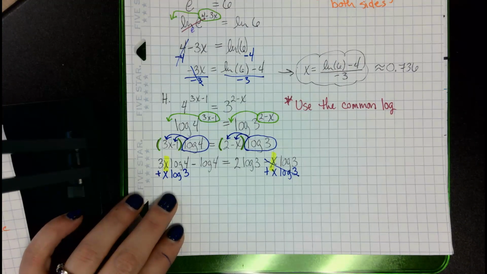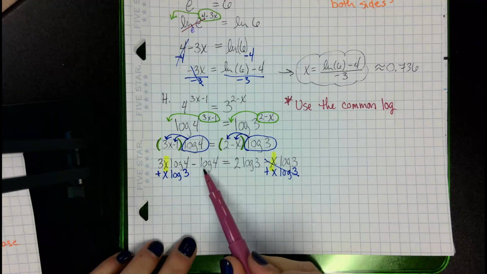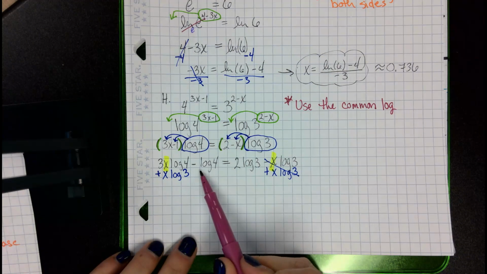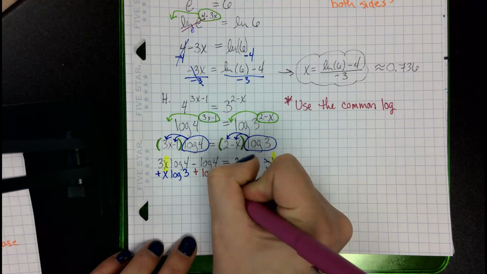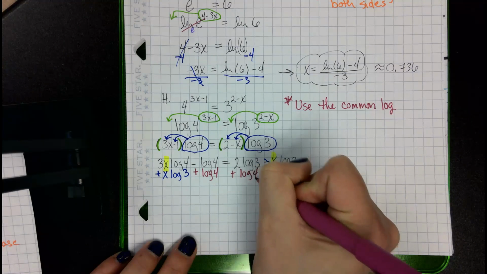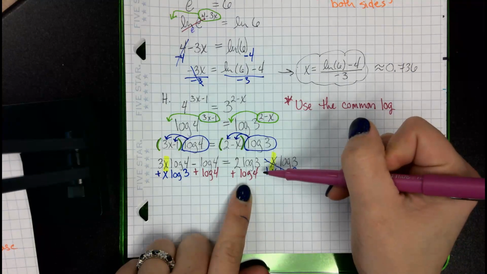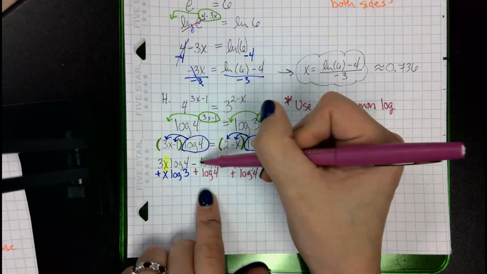And while I'm doing that, I want to go ahead and move my non-x pieces to the right. So here I have this one. I don't want it on the left because there's not an x in it. So I'm going to add log of 4 to the other side. And again, I'm not putting these together because they're not like terms. That's log of 3, this is log of 4. But I'm canceling that one.